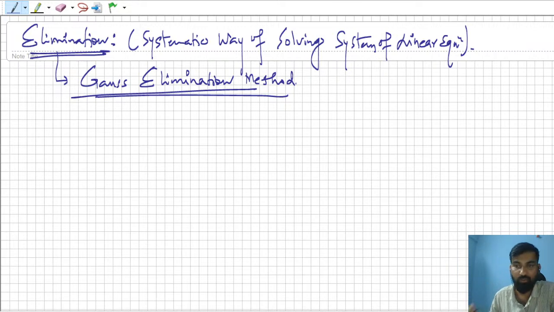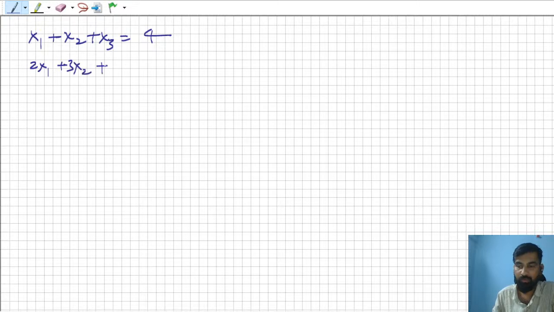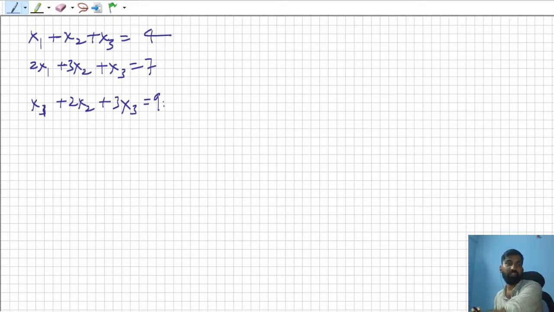So let me take 3 equations here. Moving to the next page, suppose we have x1 plus x2 plus x3 equal to 4, and 2x1 plus 3x2 plus x3 equal to 7, and x1 plus 2x2 plus 3x3 equal to 9. In the exam these 3 equations will be given.